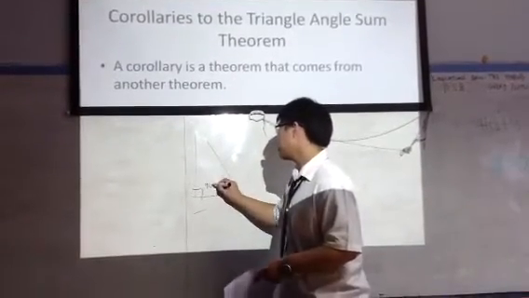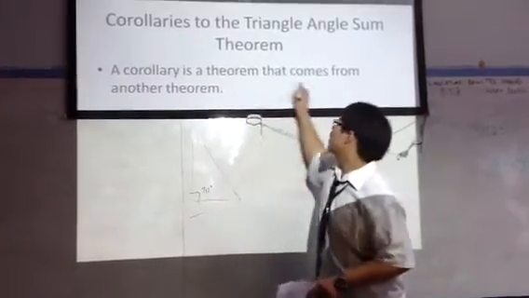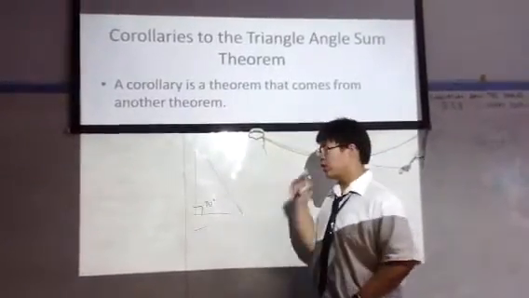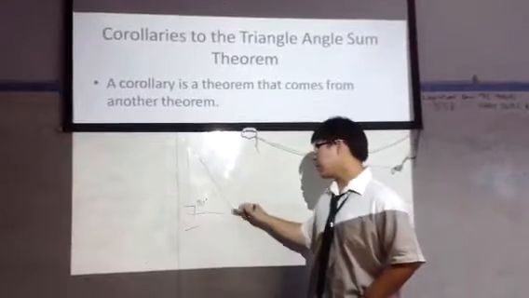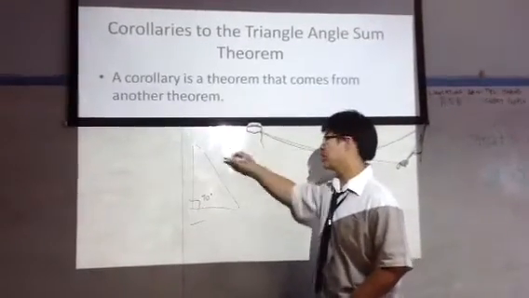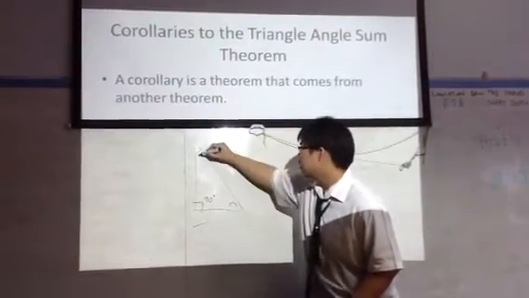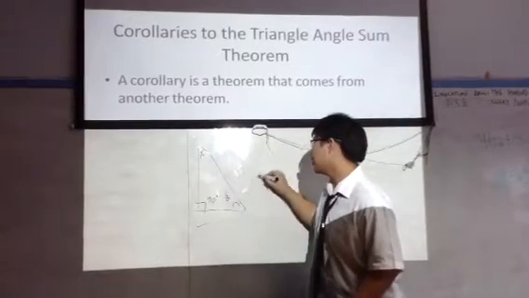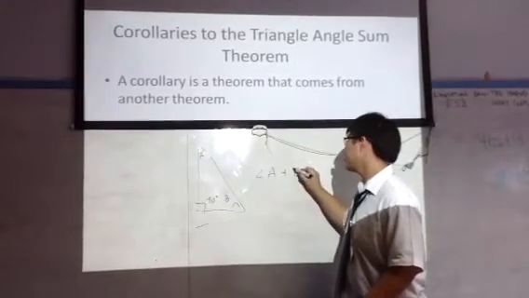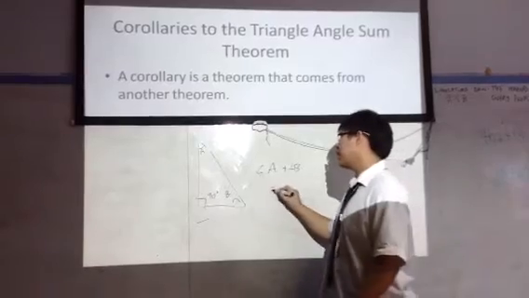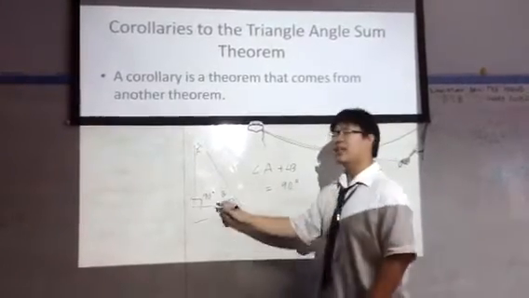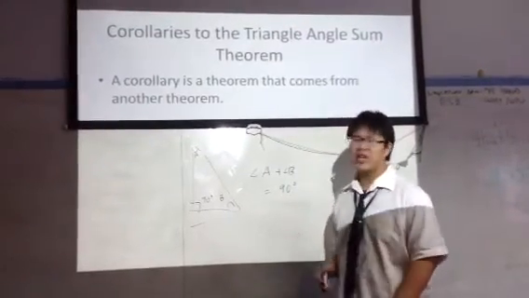So since this is 90 degrees already, and we know that according to the angle sum theorem it will add up to 180, these two angles, let's label them A and B. So angle A and angle B would always add up to 90, because 90 plus 90, I hope you know this, is equal to 180.